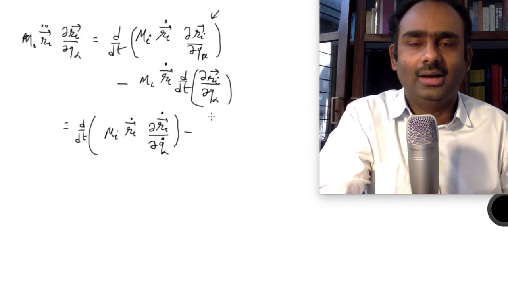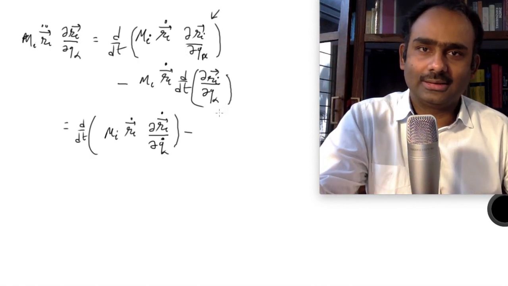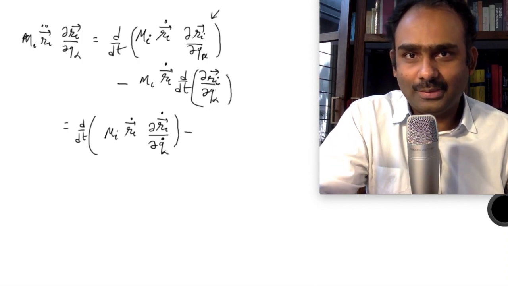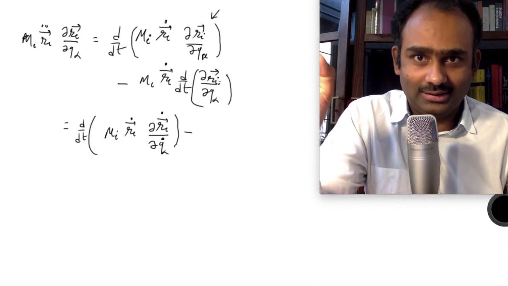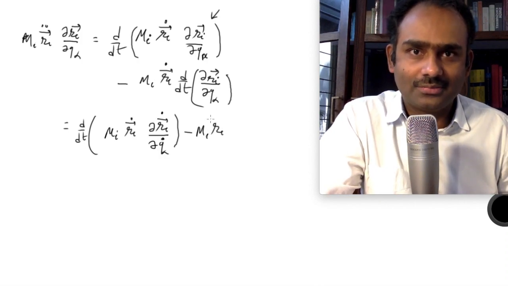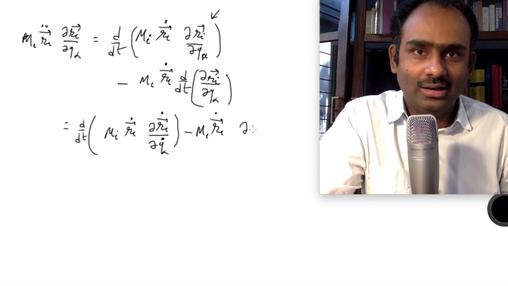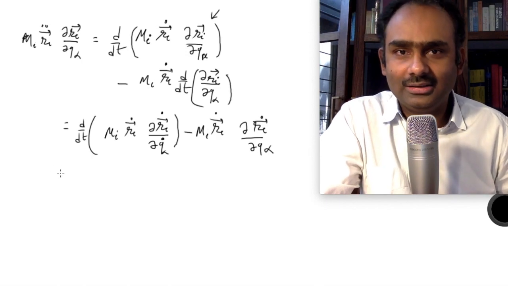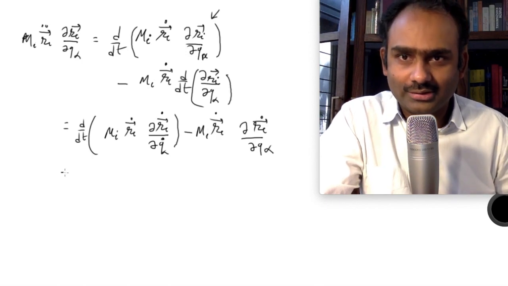Minus, in the second term I'll use the second result. And what was that? If you take a time derivative of this quantity, you can replace it by putting a dot over ri, right? So that's what I'll do. Minus mi ri dot del ri dot over del q alpha. That's good, and it is good because of the following reason.